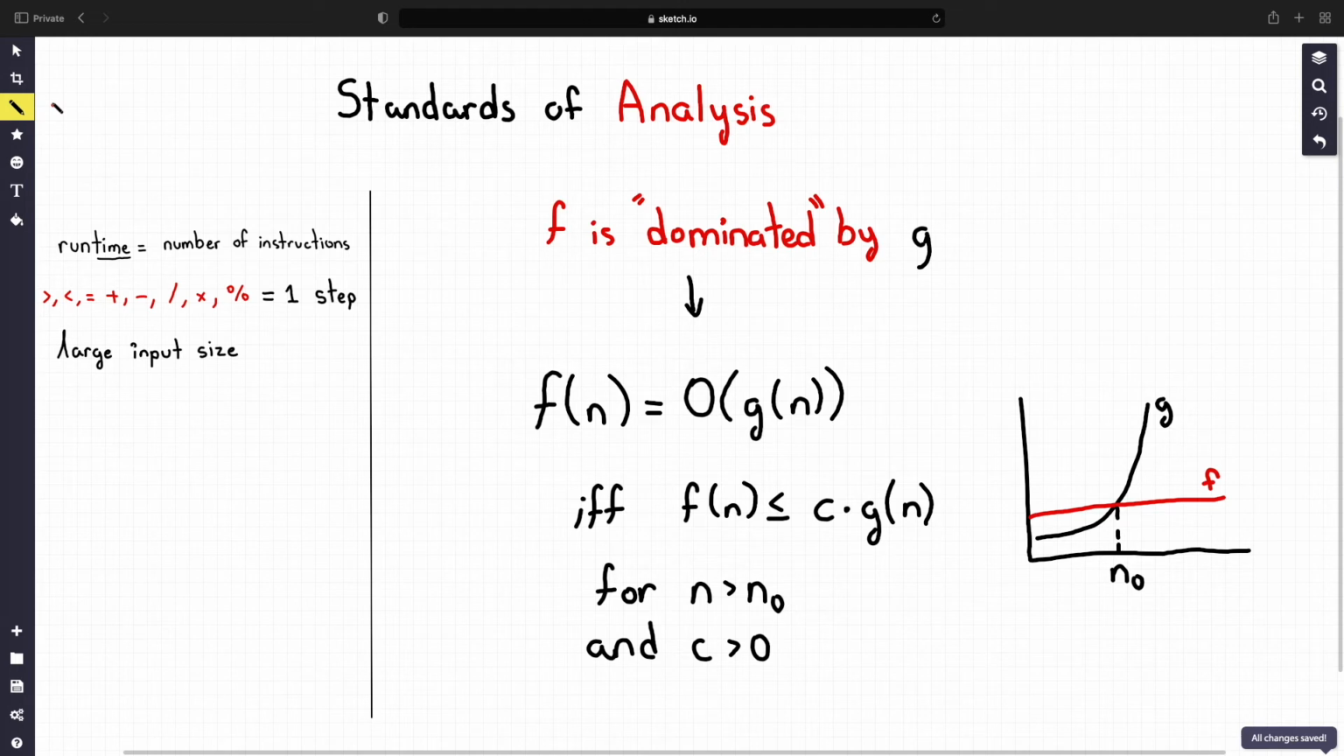We say f is O of g if f is less than g for all n after n sub 0. Notice how this comes exactly from the intuition we formed at the beginning of the video, which I redrew here on the right. Let's break our intuition a bit.